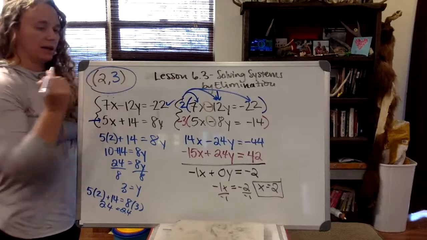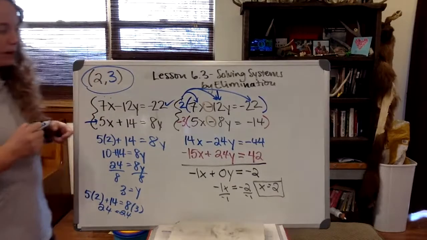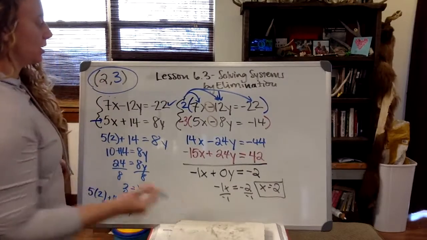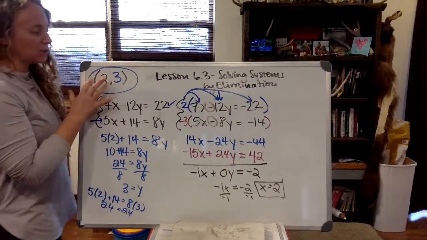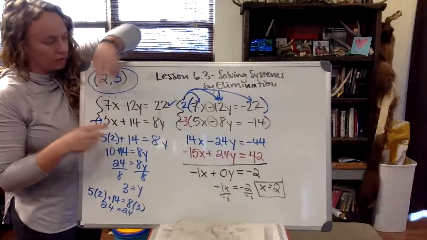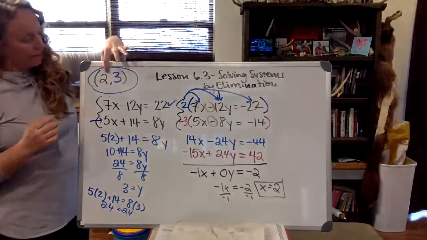So this is my finished product. Or this is my finished equation, or finished point. Goodness sakes, I can't talk today. That's my finished point. That's my intersection of these two lines. That's where these crossed, right? At this exact point.